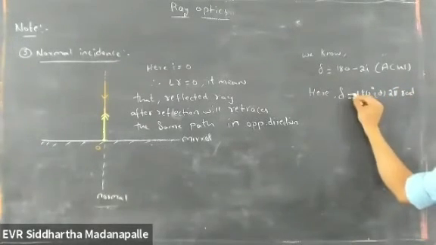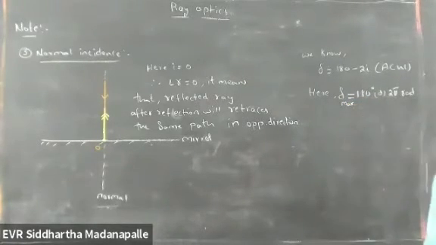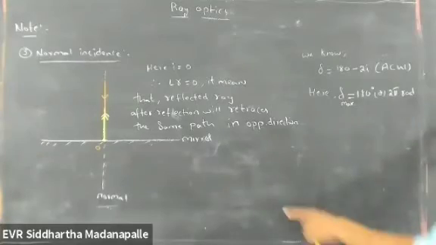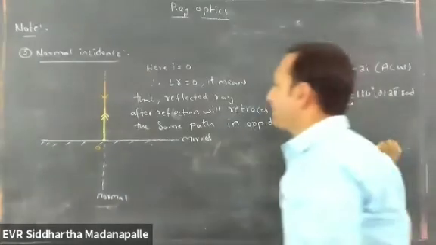And this is the maximum deviation. After one reflection on the plane surfaces, the maximum deviation suffered by the incident ray is 180 degrees. Is that clear? Okay.